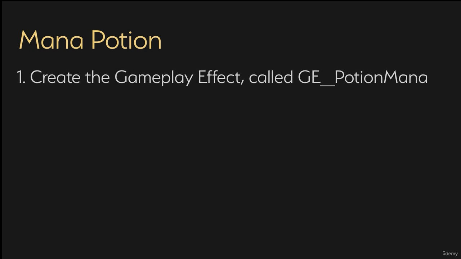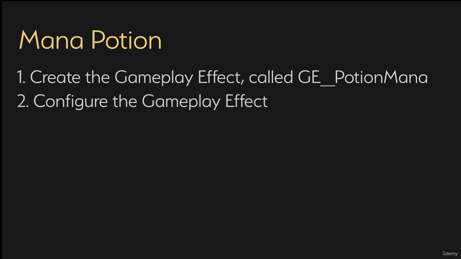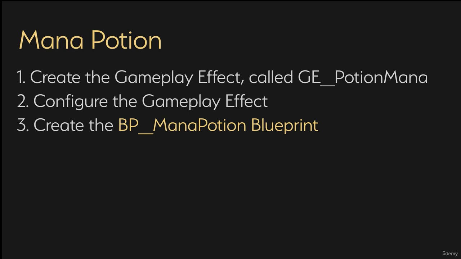Good times. All right, so you're going to make a mana potion, starting with the gameplay effect. Make the gameplay effect, you can call it GE Potion Mana or something similar, and configure the gameplay effect. You should know how to cause a change to the mana. Now, create the blueprint, mana potion, and playtest. Oh, and make it blue. No one ever picks up a red potion bottle and expects their mana to go up, so definitely make it blue. Pause the video and conquer this quest now.